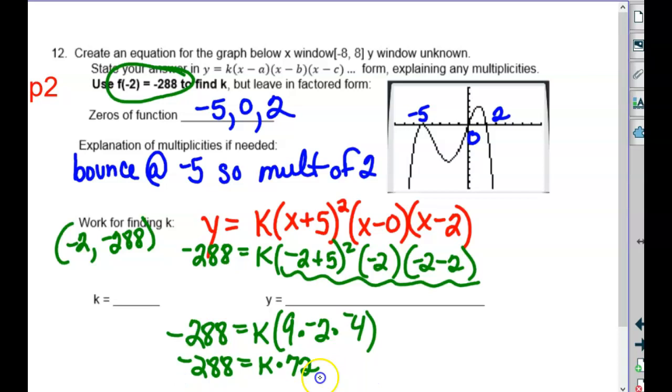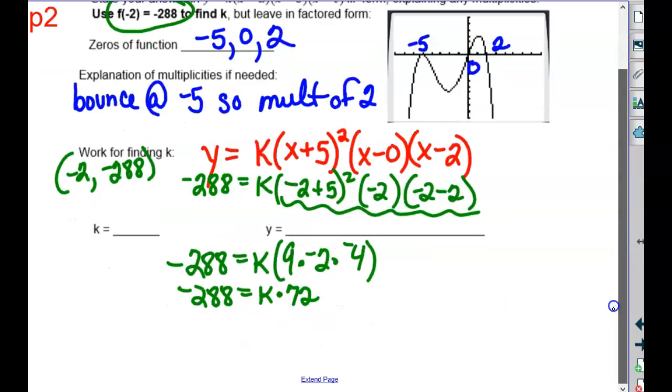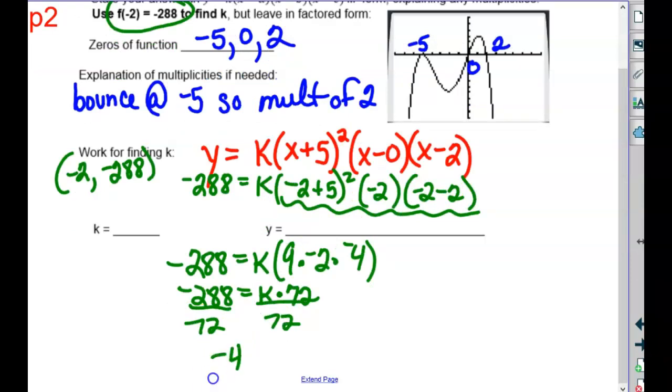So if I take -288 divided by 72, is it -4, guys? Okay. How do I check that that makes any sense at all? I could put it in. I'd probably have to mess with the window to make it look like this. But, guys, the end behavior is the check. What is the end behavior of this function?